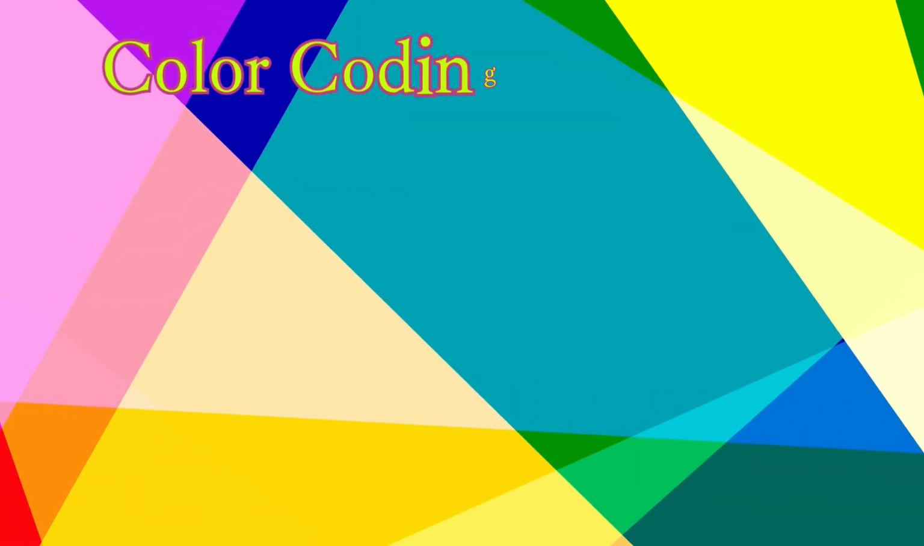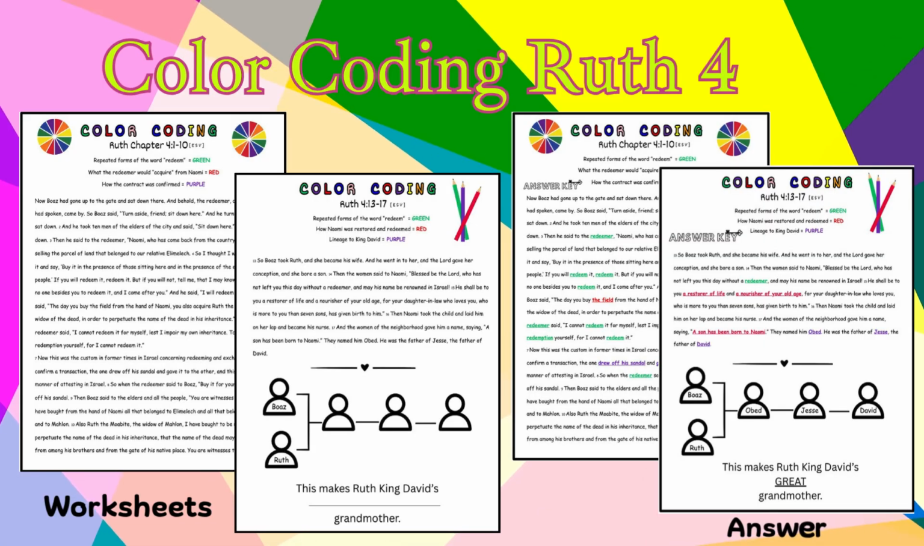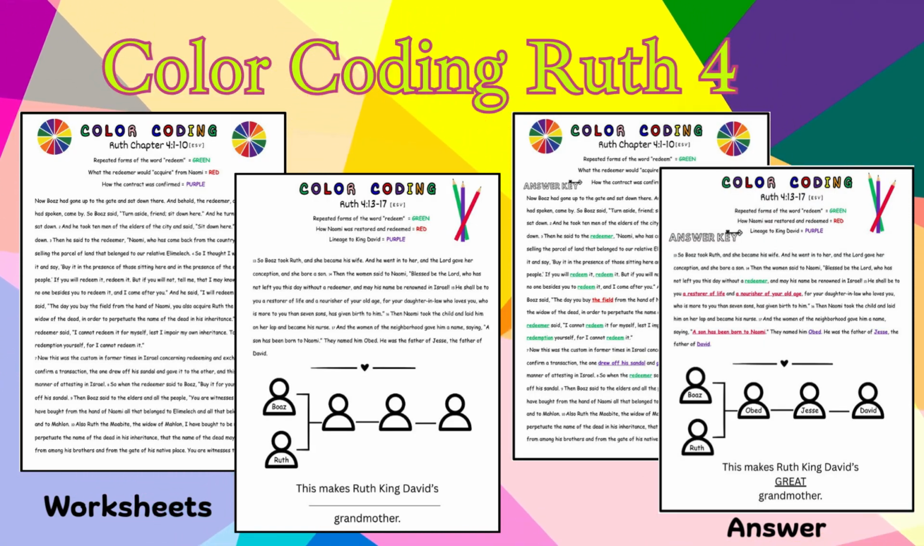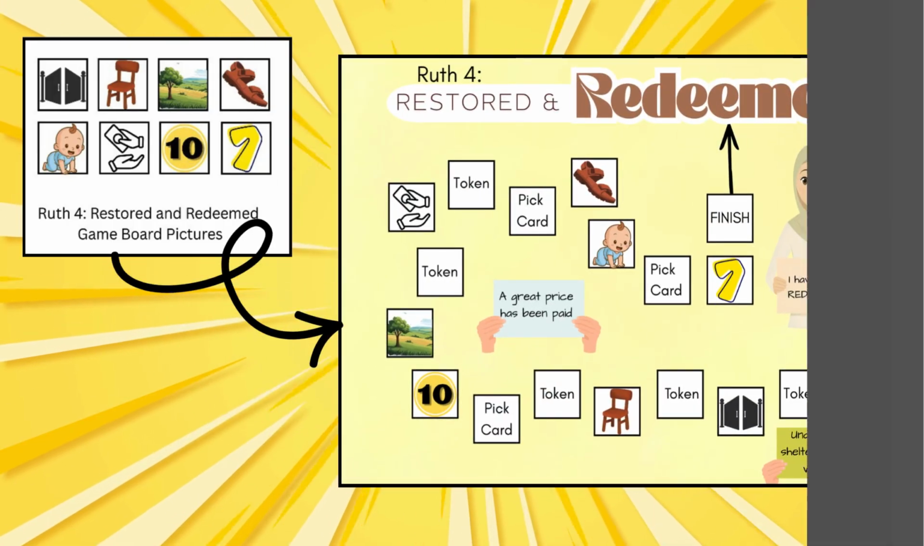In Chapter 4, students color code the text while tracing the theme of redemption, discovering how Naomi was restored, and how Ruth became part of the lineage of King David. Then they complete the final panel, Restored and Redeemed.